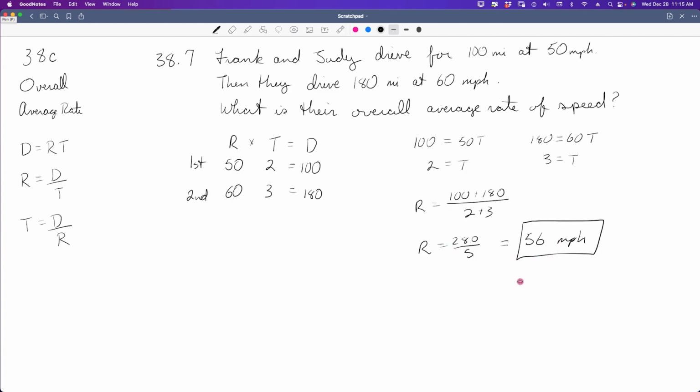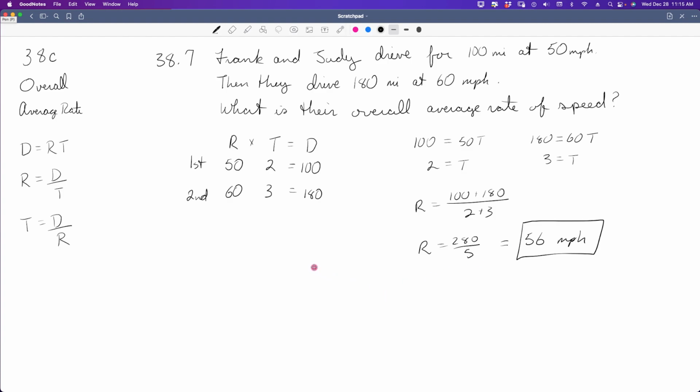The only thing that we didn't really use per se was, well, no, we did. We used the time here. We divided by the rate. So we used time is equal to distance divided by rate, and then we used rate is distance divided by time, and that helped us to find the overall average.